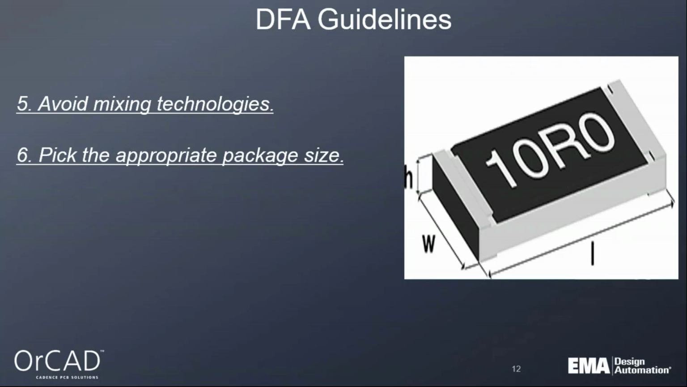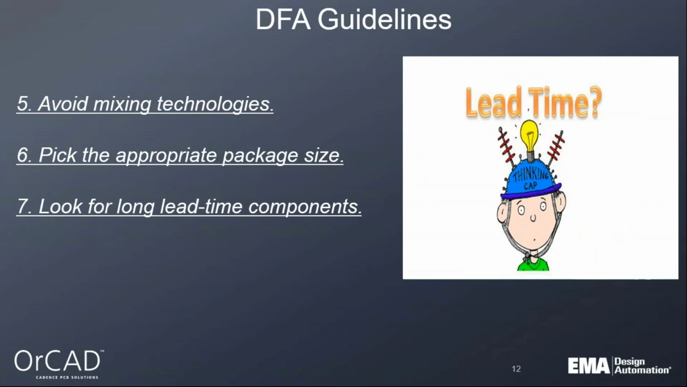Picking the appropriate package size. Make sure that the components that you're picking have the right footprint. You don't want to have a design change where you've got an 0402 layout and then somehow the engineer switches to an 0603 and you're unaware of that. So it's very important that you pick the appropriate package size.